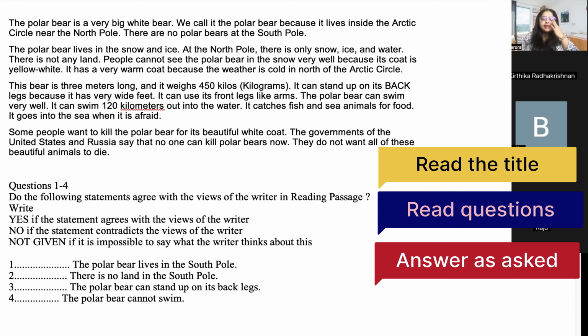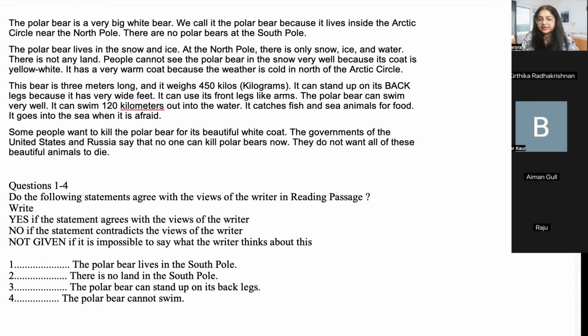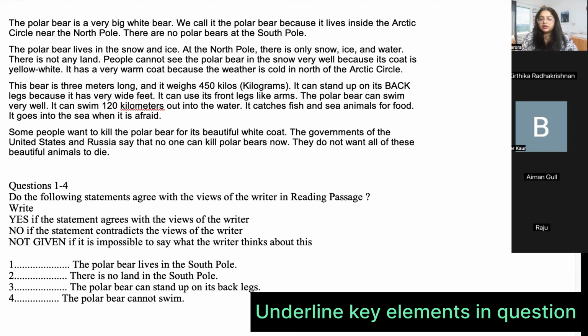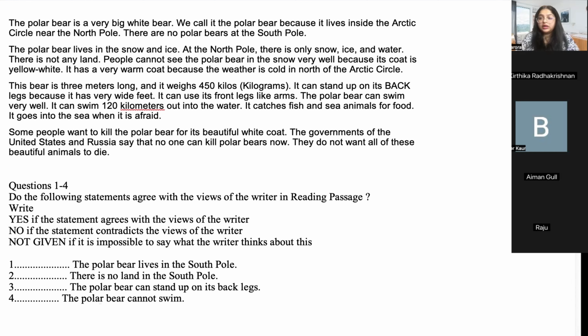The second thing is read the statements first. That means the questions that you are having, read your questions first. Let's read the questions together. The polar bear lives in the South Pole. That means they are telling us where the polar bear lives in the South Pole. So here we have to mark polar bear, South Pole, lives. Also keep this in mind, it's lives, not lived.